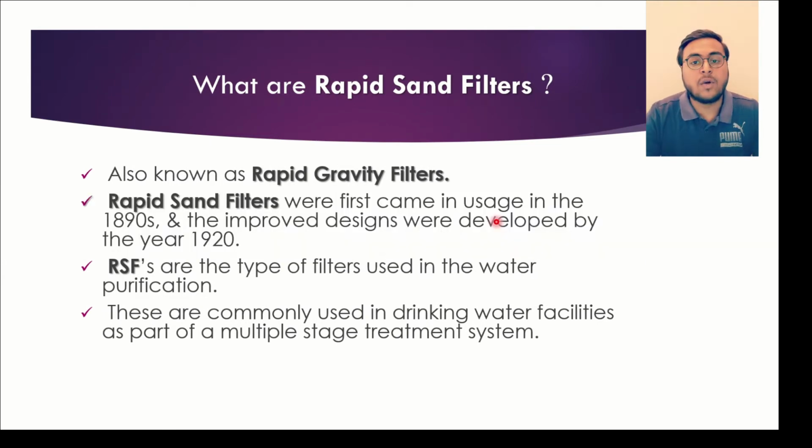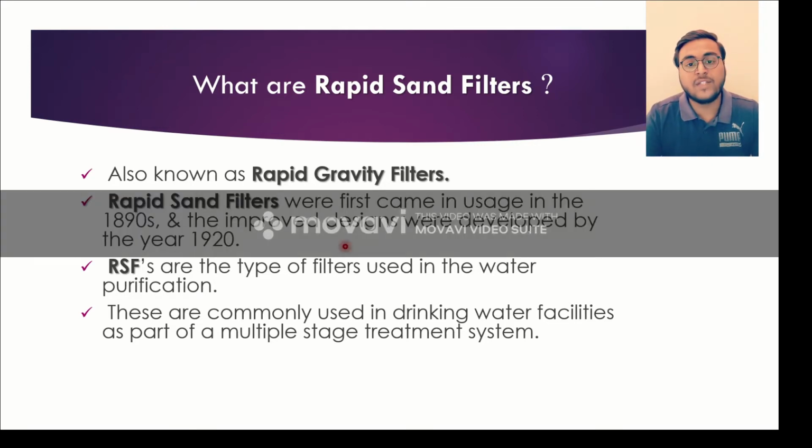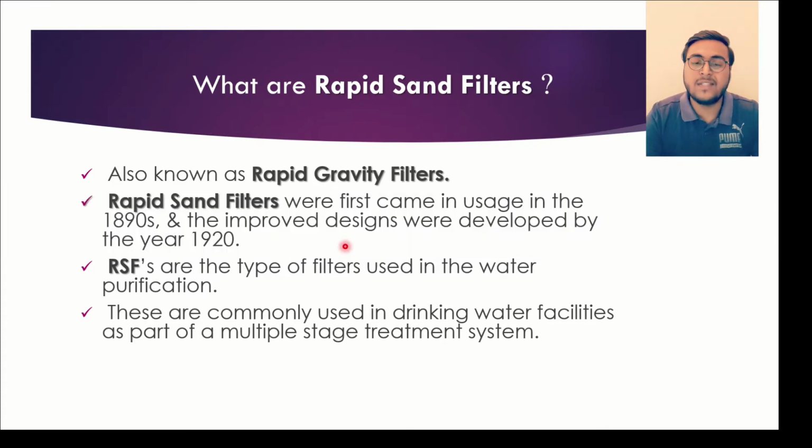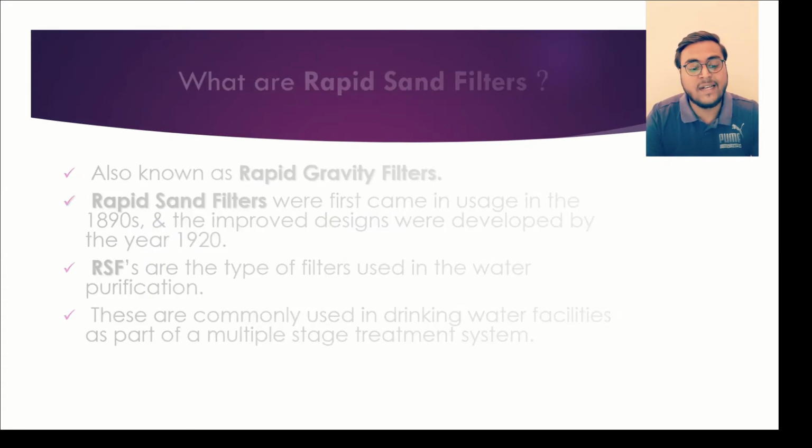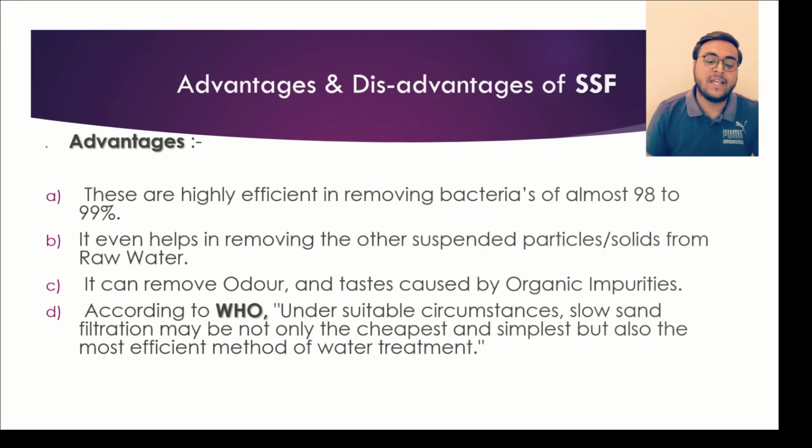Coming to the rapid sand filters, they are also known as rapid gravity filters. These first came into usage in the 1890s, and an improved design was developed after 30 years, in the year 1920. Rapid sand filters are a type of filter used in water purification. These are commonly used in drinking water facilities as part of a multiple stage treatment system.